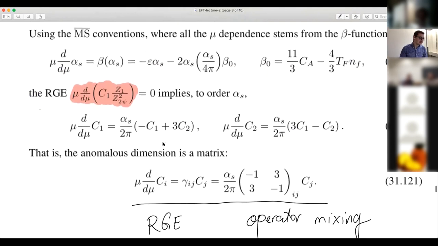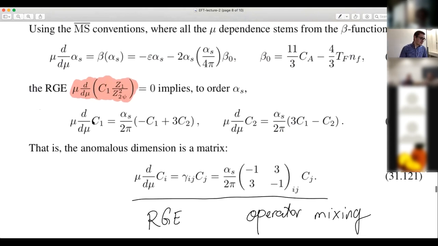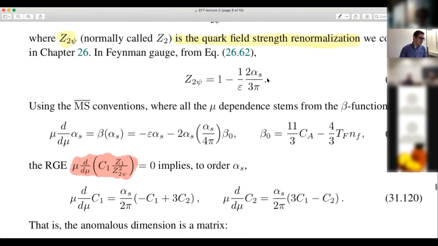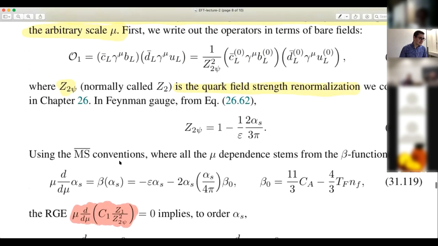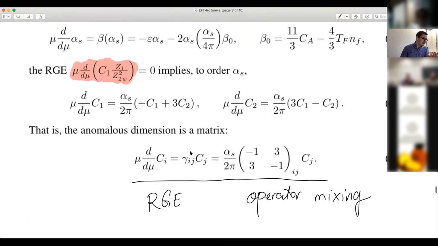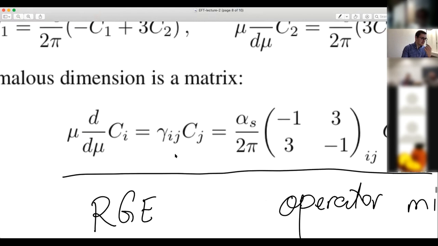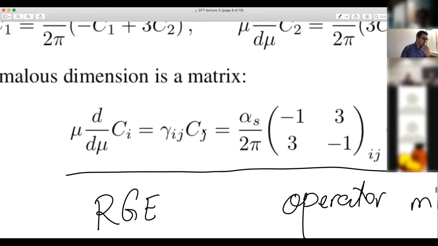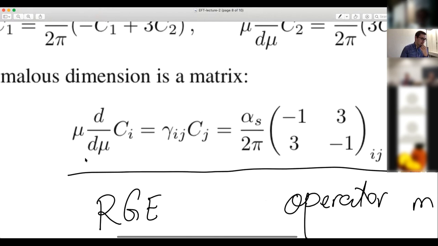And then you separate different terms. You put the Wilson coefficient on the left side and the rest on the other. You collect these formulas, and at order alpha s, the epsilon will go away and you get this. This is the renormalization group equation for the Wilson coefficients. It's a differential equation, actually two equations coupled to each other for C1 and C2. It's a first order differential equation.